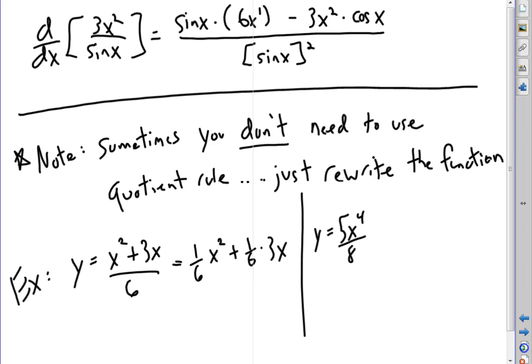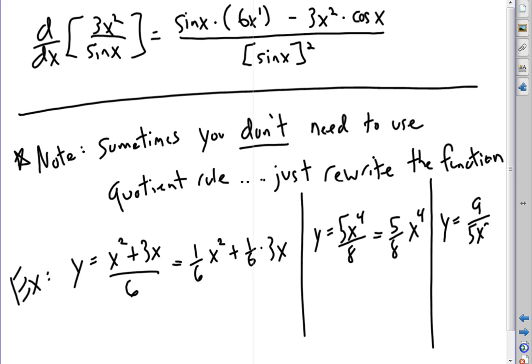You can do that. Another example, 5x to the fourth over 8. Well, same kind of thing. You could just rewrite that as 5/8 times x to the fourth. The derivative of that would be 5/8 times 4 times x cubed.